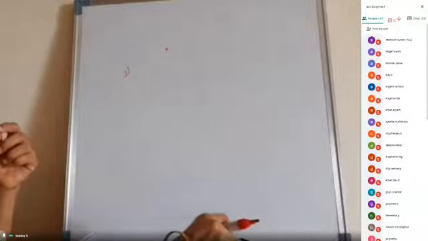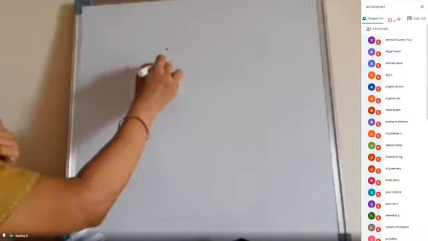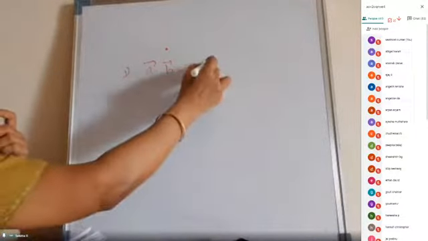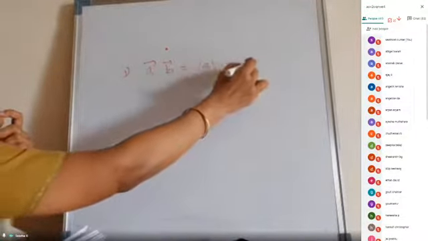What's the formula for dot product? A dot B equal to mod A mod B cos theta, or simply you can write AB cos theta. What is cos theta? A dot B by mod A mod B. Right, use only this to find the angle, use dot product only.